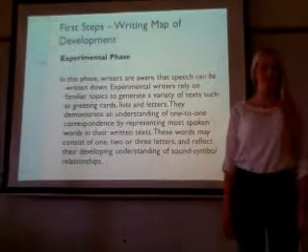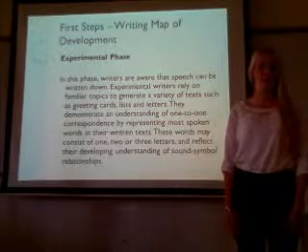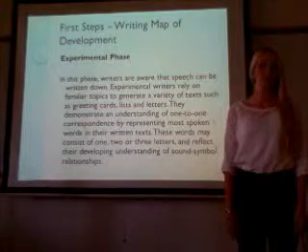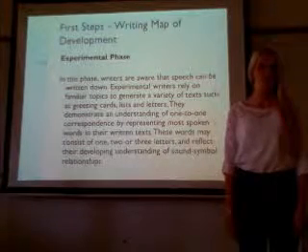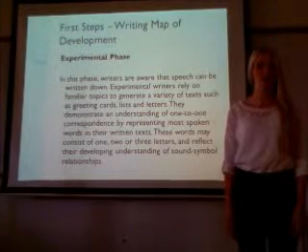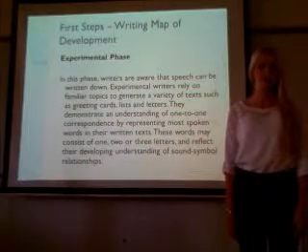In this phase, writers are aware that speech can be written down. Experimental writers rely on familiar topics to generate a variety of texts, such as greeting cards, lists, and letters. They demonstrate an understanding of one-to-one correspondence with most spoken words in their written text. These words may consist of 1, 2, or 3 letters and reflect their developing understanding.